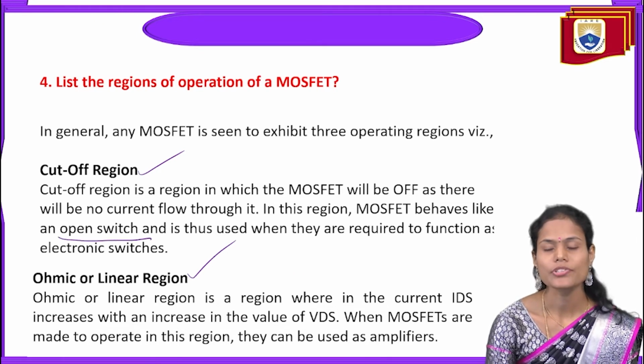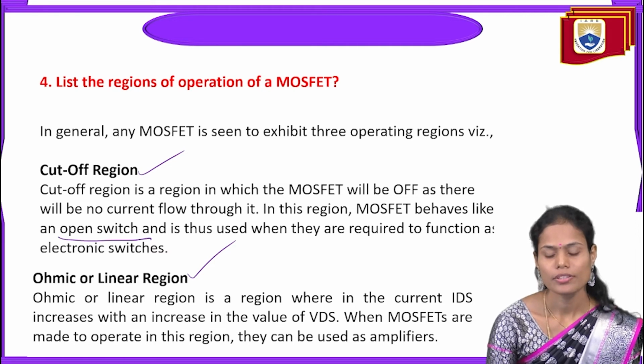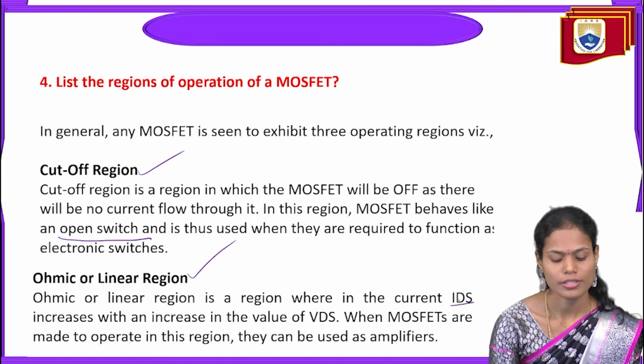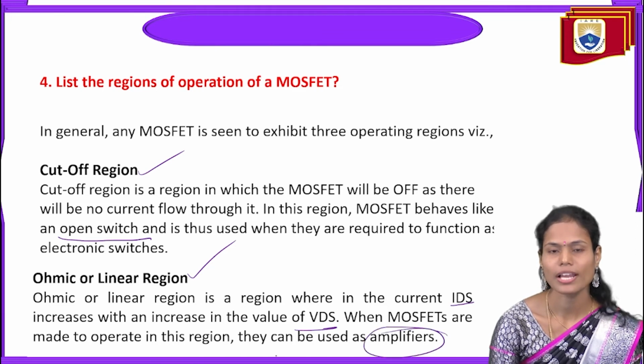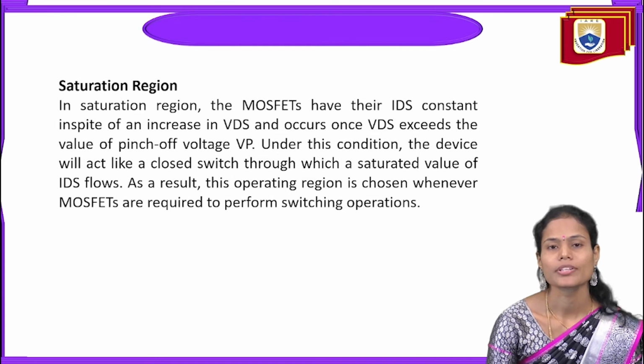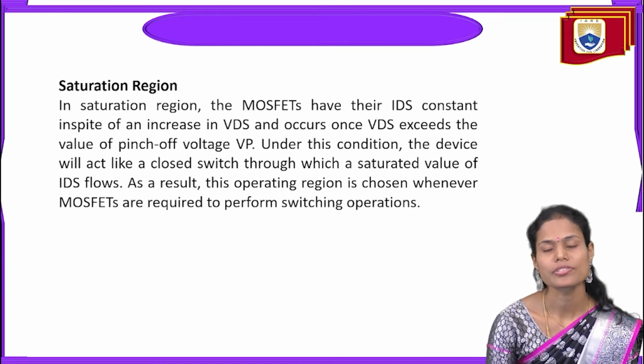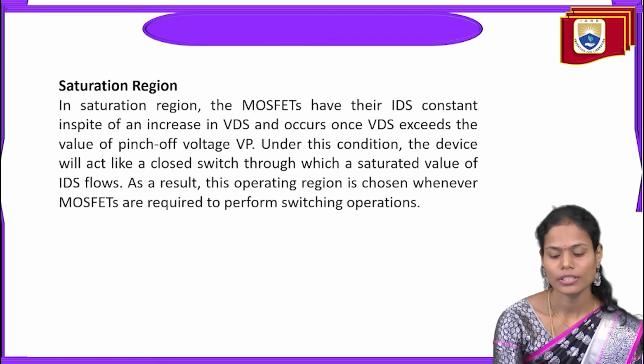And in the ohmic region or linear region, in this case, the drain current, IDS current, increases with increasing the value of drain to source voltage. So in this particular region, we can utilize the MOSFET for amplification. And the next region is saturation region. In this case, we can get the constant drain current whenever we increase the VDS.